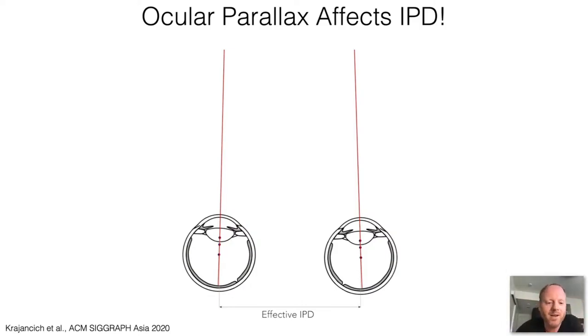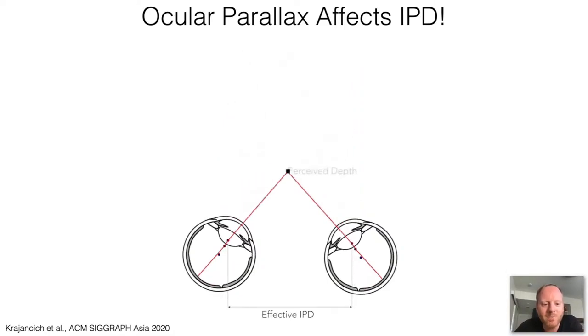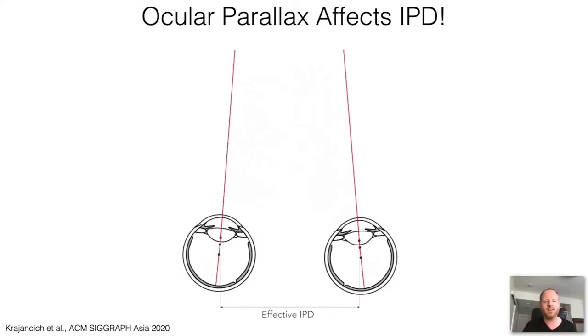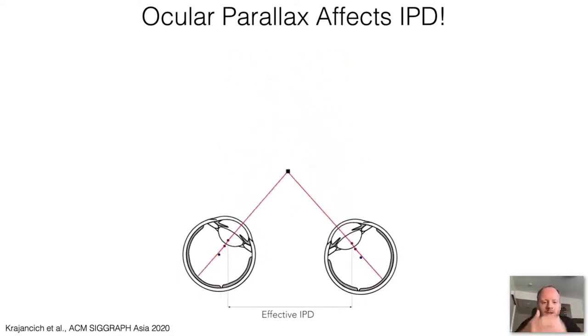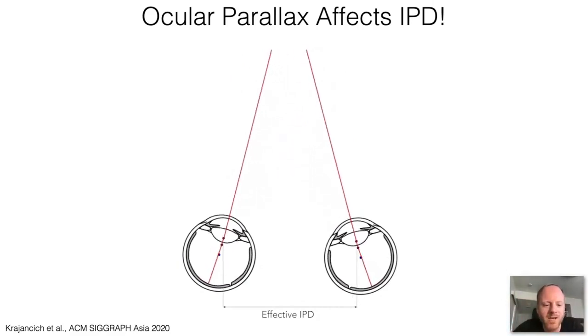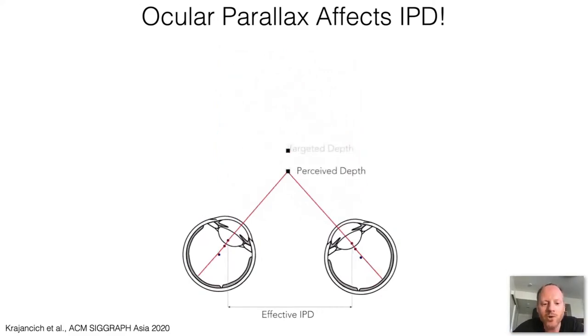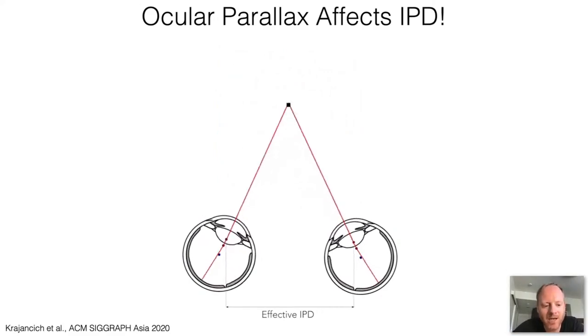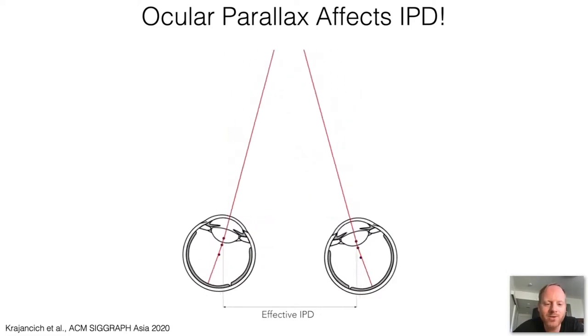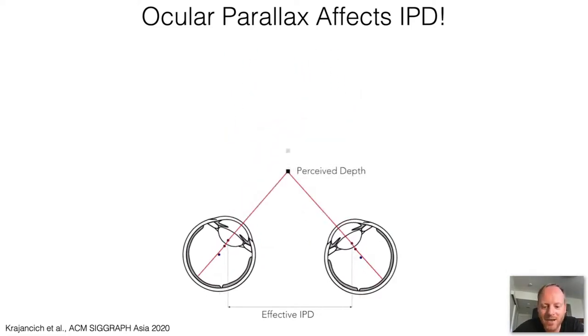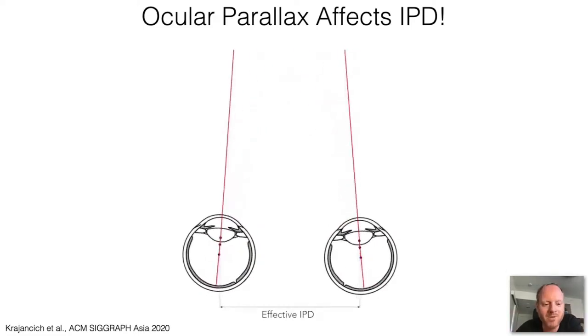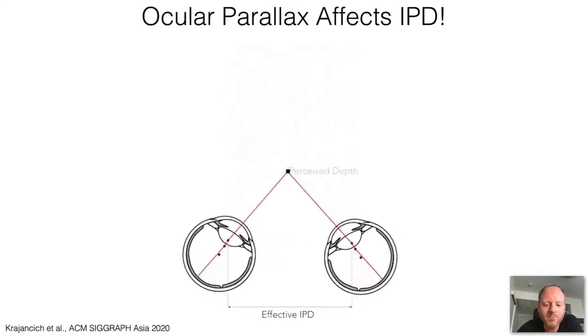But what this ocular parallax effect implies is that as you verge at different depths, so if you look at an object that's closer, your eyes will converge. The centers of perspective will actually move towards each other, and the effective IPD changes. It actually depends on your gaze depth, and it changes dynamically. So again, the question is, okay, does it actually matter if my IPD is a couple millimeters smaller or larger?